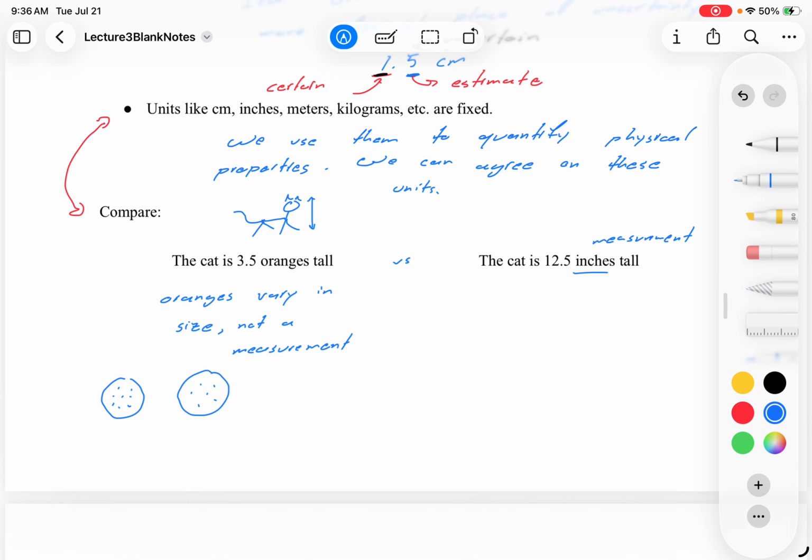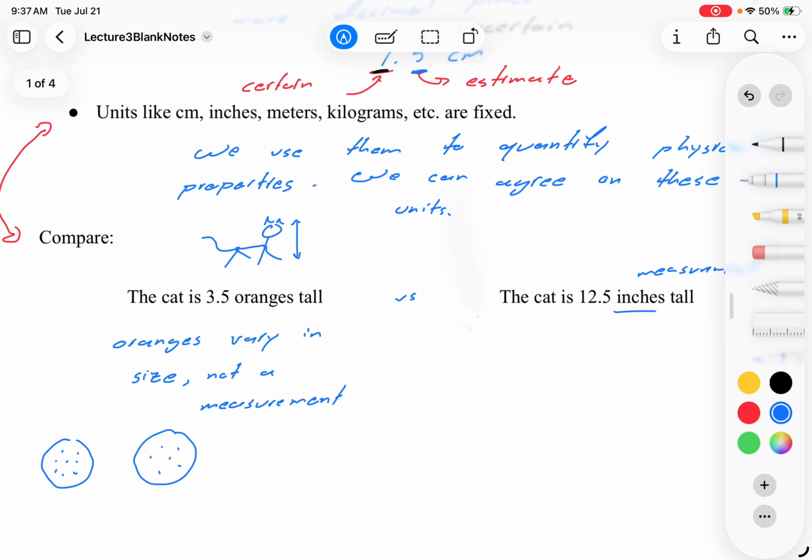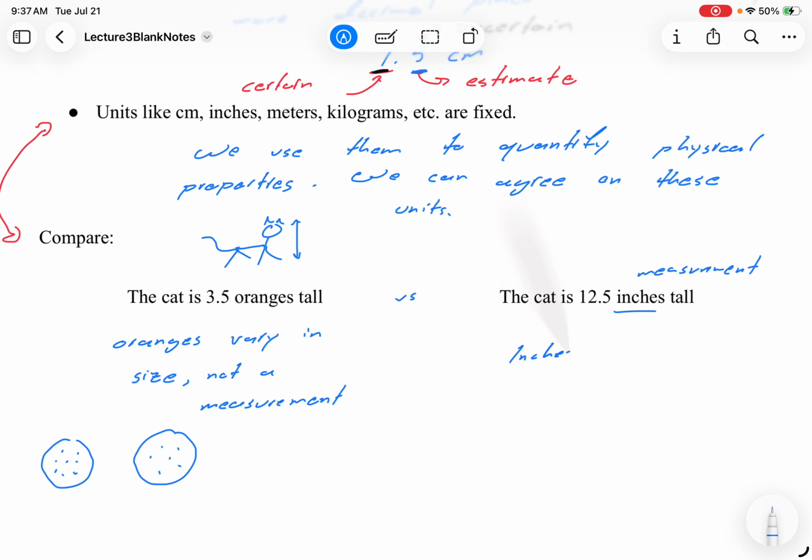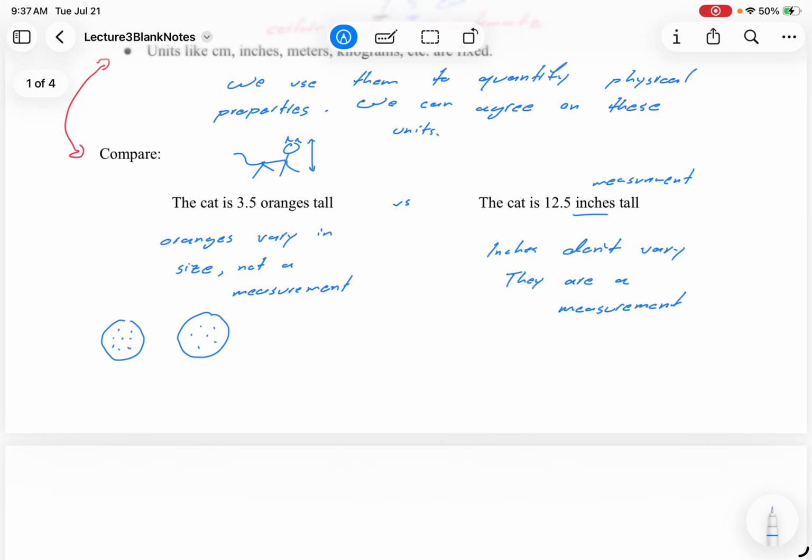So for us here in introductory chemistry, we're not going to use oranges as measurements. Yeah, probably measurements for someone else, but for this purpose, they're not going to be measurements. But the cat is 12.5 inches tall. So inches don't vary, right? Inches don't vary. So they are a measurement. The inches are a measurement, right?